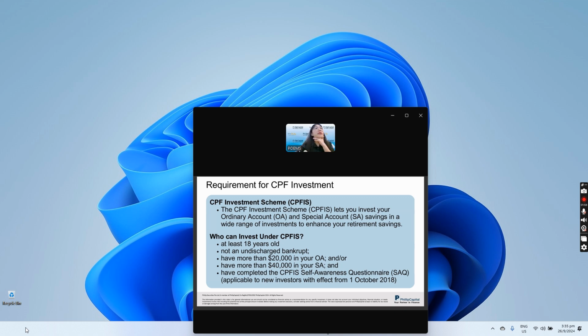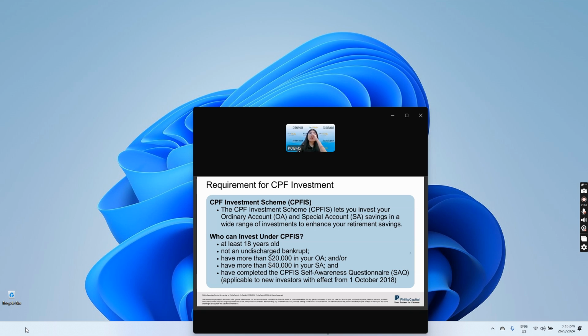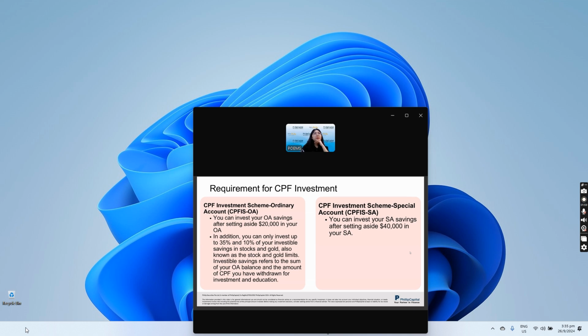Then this one is the requirement if you want to start CPF investment. You can roughly have a look. Any other questions? If you still do not really understand the previous CPF accounting, you can also reach out to me and I can explain more. In short, for CPF OA you need to set aside 20K, and for SA you set aside 40K before you do your investment.